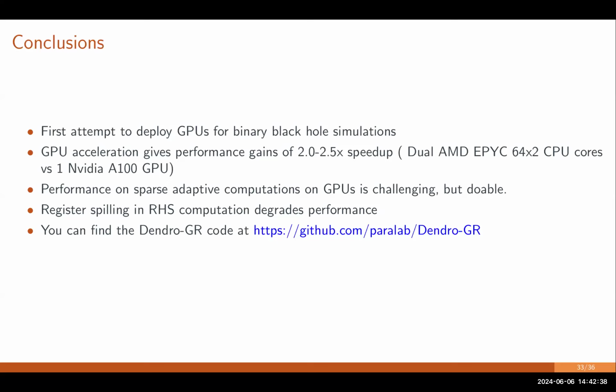It's challenging, but with careful consideration of algorithms, I think you can do it. And the main thing, I think, is that evaluating the Einstein equation right-hand side creates a lot of register spilling in the GPUs. I'm pretty sure this happens on the CPU as well, but probably nobody cares. But this degrades the performance.